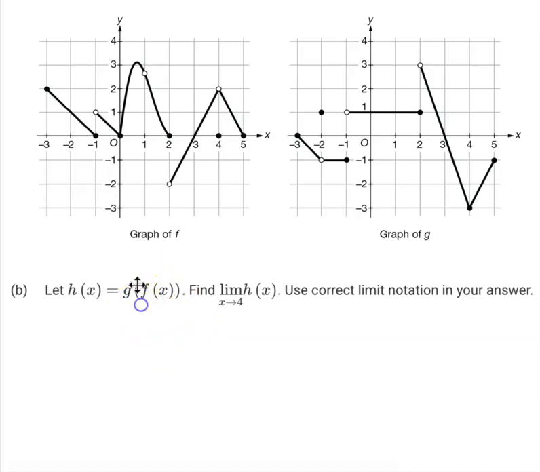So here you're given this composition, which is g of f of x, and you're asked to find the limit of the composition as x approaches 4. So we're going to start with the inside function and take the limit as x approaches 4 of just f of x. And if we go to the graph of f of x above, we'll see that as x approaches 4 from both the left and from the right, a single value is approached, and therefore the limit exists, and it is equal to 2.